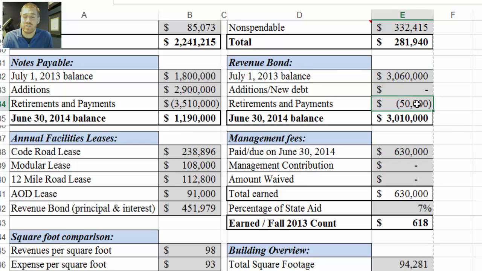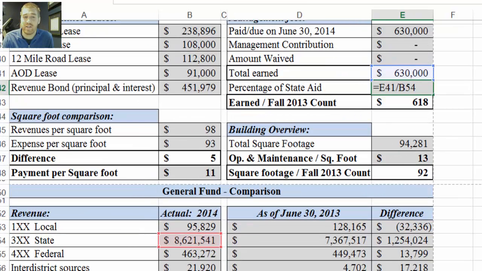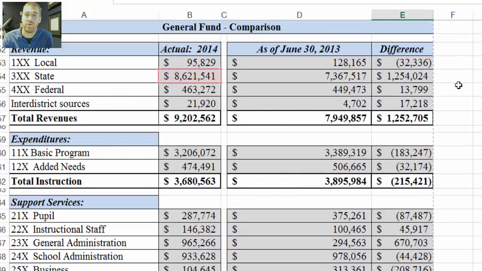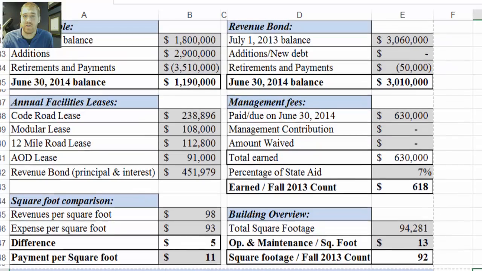This is just the principal payment, doesn't include the interest payments. However, over here we will show that. Management fees, this is just the management fees for the school, directly derived from the audit. This is not the percentage that is in the contract. This takes the total fees and then divides it by total state aid. It's just a calculation. So if you're wondering why that's a little different, that's why.